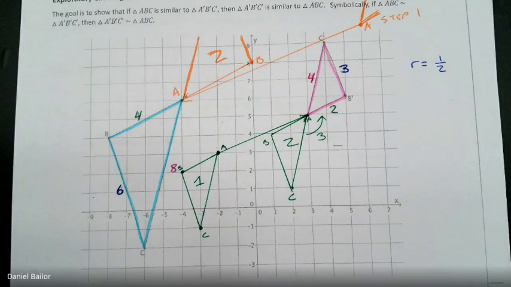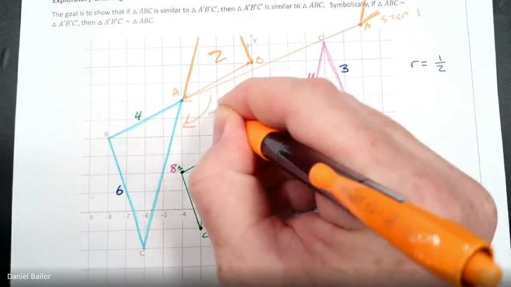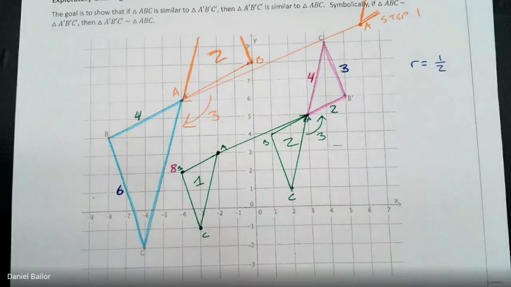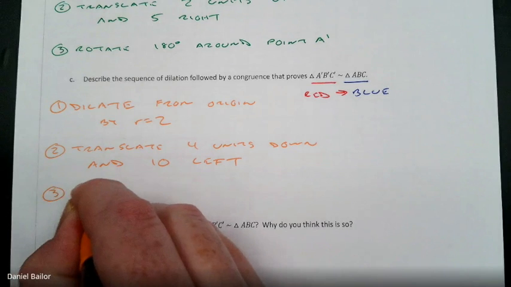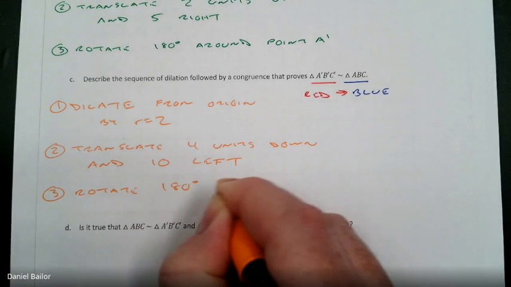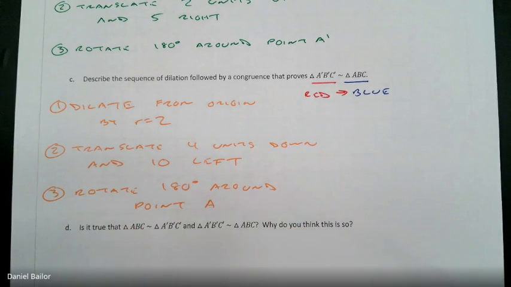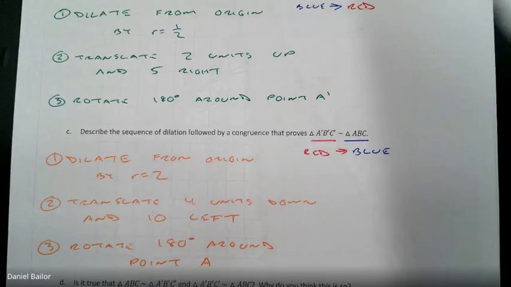How do we make it line up now for the third one? How do we make this line up? Well, I think we're going to rotate again. And it looks to me like it'll be another 180-degree rotation around point A. We're going to make it rotate this way so that this AB lines up with this AB. So we're just going to rotate it again. So step three, we're going to rotate 180 degrees around point A. And if we do all that, we get it lined up.